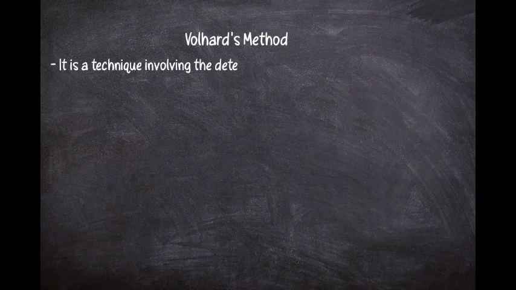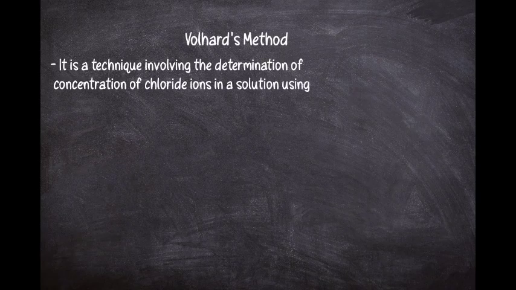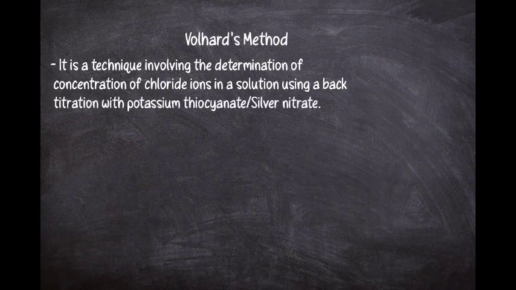Today we are diving deep into Volhard's method, a technique used to determine the concentration of chloride ions in a solution. This method involves back titration with potassium thiocyanate, and we'll talk through each step of the process, including the problems encountered and the solutions to overcome them.